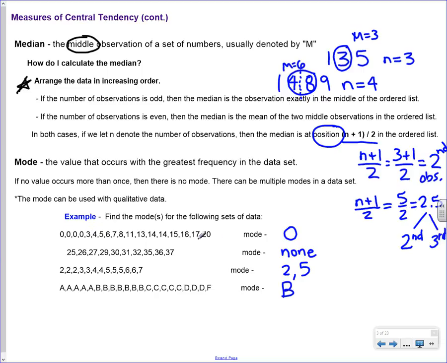Okay, this first set of data, you can see that the 0 is repeated the most often, right? So the 0 is going to be our mode. The next one, none of them are repeated more than any of the others, right? So that would be none. This third one here, 2 is repeated 3 times and 5 is repeated 3 times. Both of those are repeated the most, so 2 and 5 are our modes. For the last one, this is how you would do it with qualitative data. B would be the most often used there, and so B would be our mode. So that's how you do it with qualitative data.